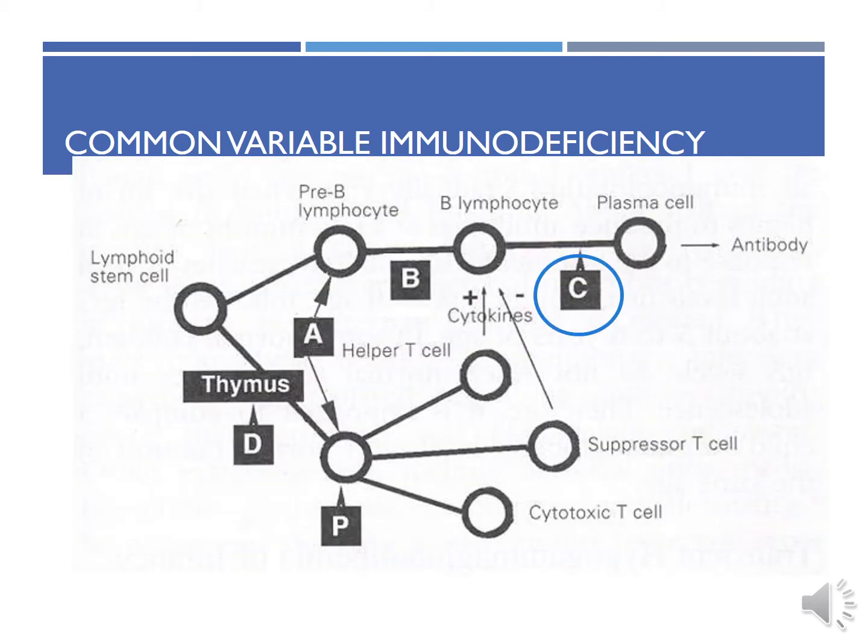So here's our diagram again. Our C represents CVI, or common variable immunodeficiency. Now remember that these patients have a normal number of mature B cells. They just can't differentiate into plasma cells. Some reasons for this potentially could be that the T cells or their products appear to suppress the differentiation of B cells into plasma cells. That is one theory.